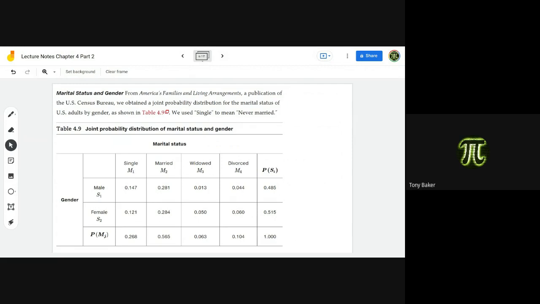All right, so this is the table of marital status and gender. Now these are all in probabilities. This is the probability distribution of it. So what's the probability that the adult selected is divorced, given that the adult is male?